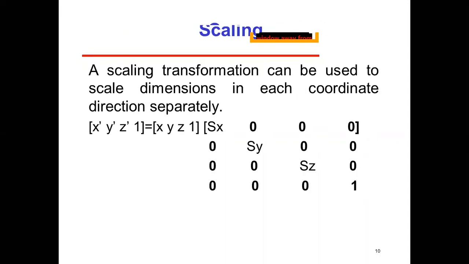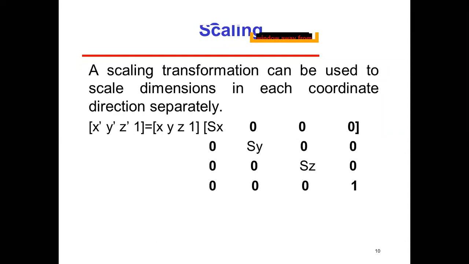Now another transformation is called scaling. You have an idea about this. A scaling transformation can be used to scale dimensions in each coordinate direction separately: x dash y dash z dash 1 is equal to x y z 1 times sx 0 0 0, 0 sy 0 0, 0 0 sz 0, 0 0 0 1.